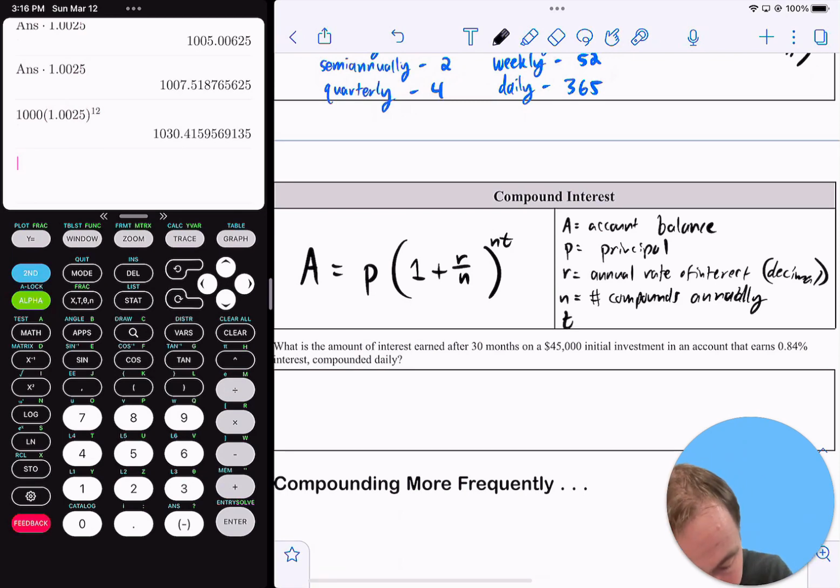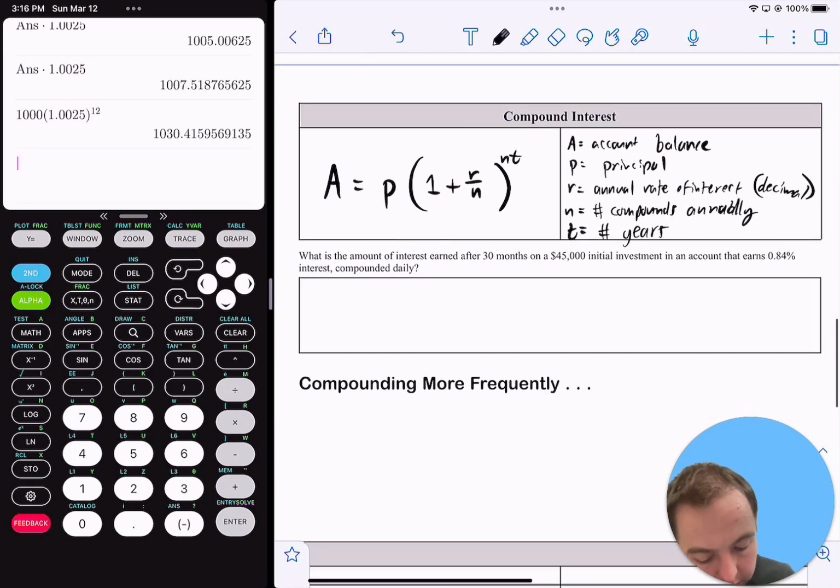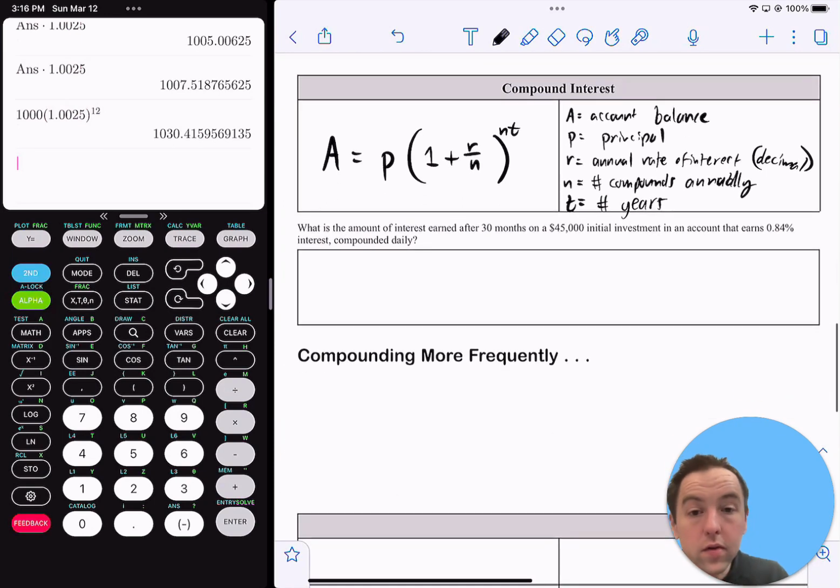And then finally, T is going to be the number of years in which you have the money invested into an account. And remember that it's always in years. All right, so I want to take a look at a scenario where we can use this formula.